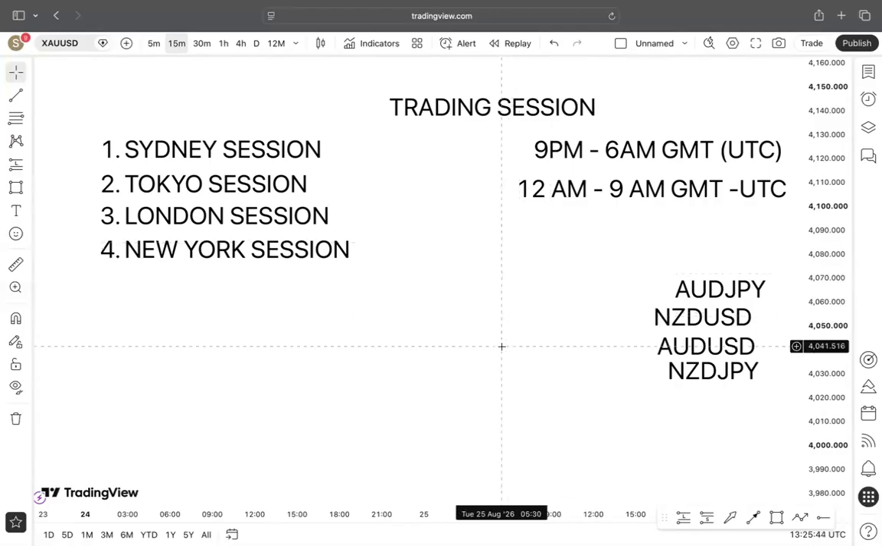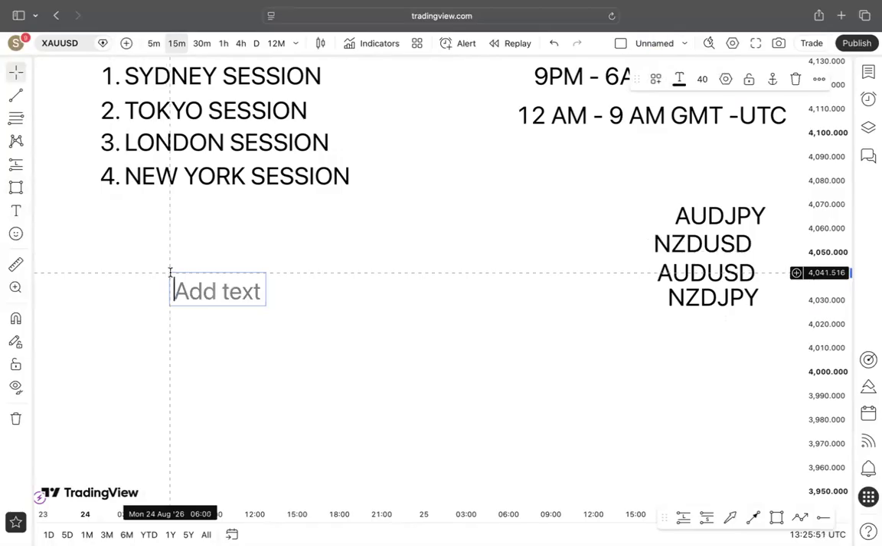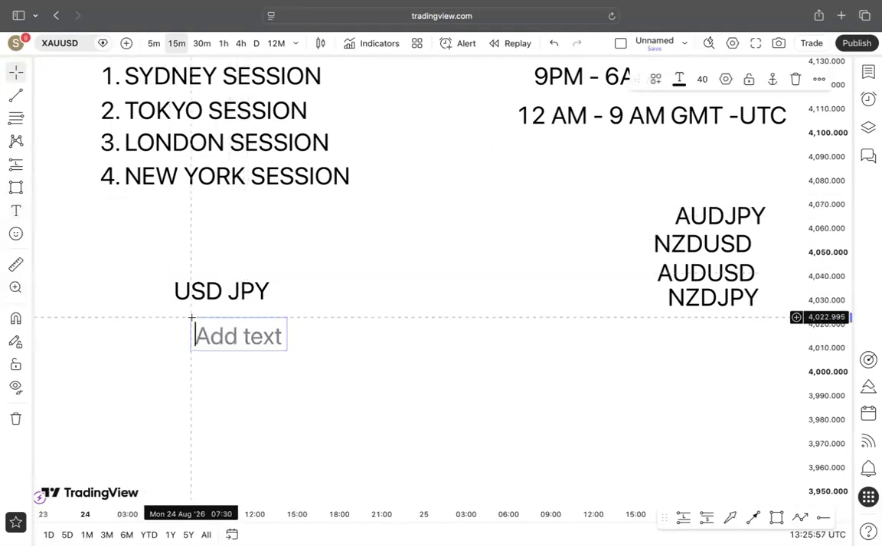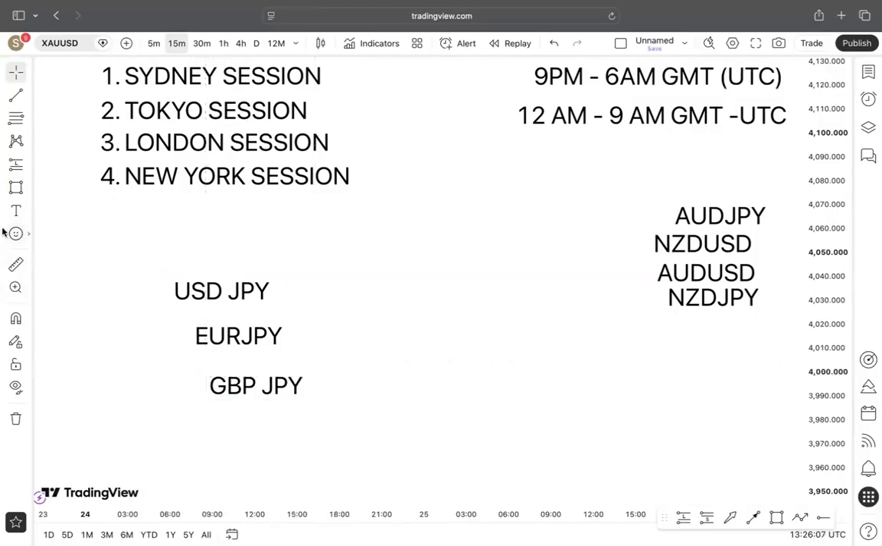And the pairs that are active during the Tokyo session include pairs like the USD JPY, pairs like the Euro JPY, and then the GBP JPY. Most of the JPY pairs are active during the session.